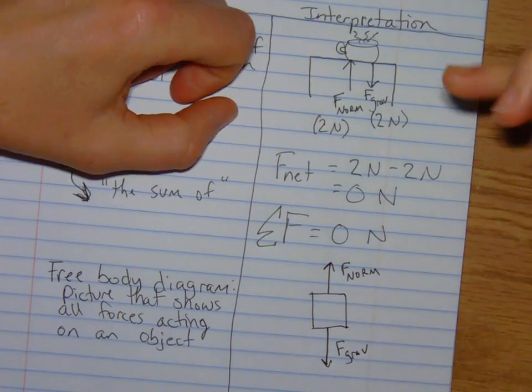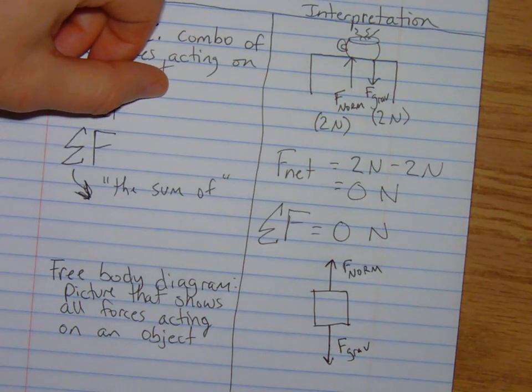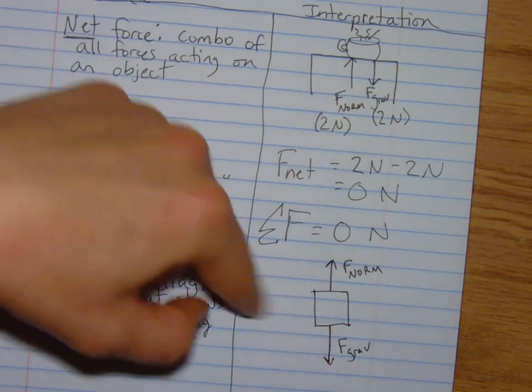You draw a box to represent the object, and then you put all the upward forces off the top, downward off the bottom, rightward forces off the right, leftward off the left side.